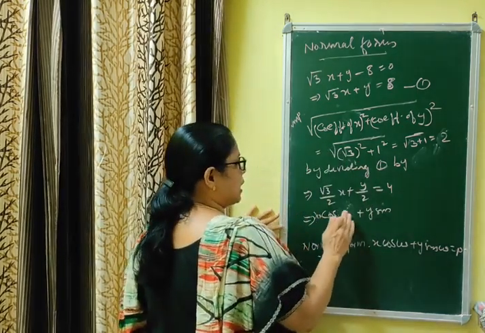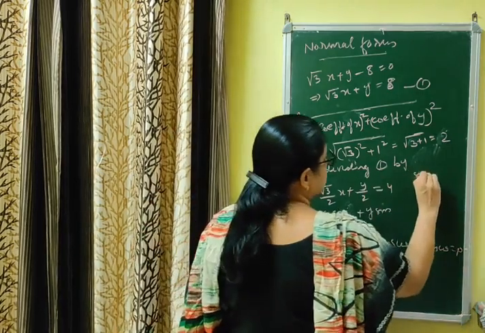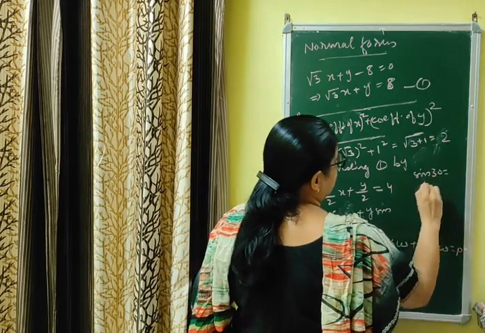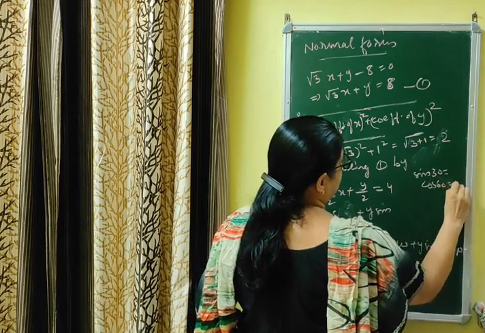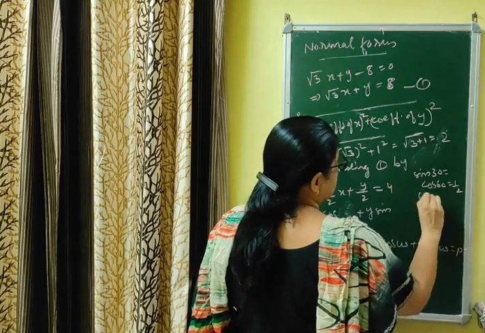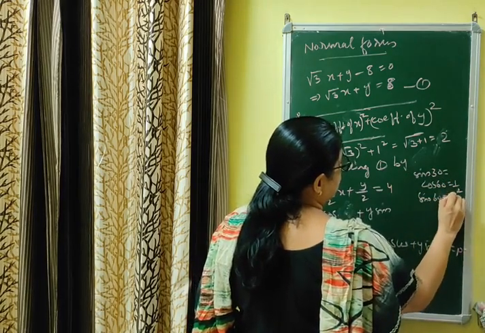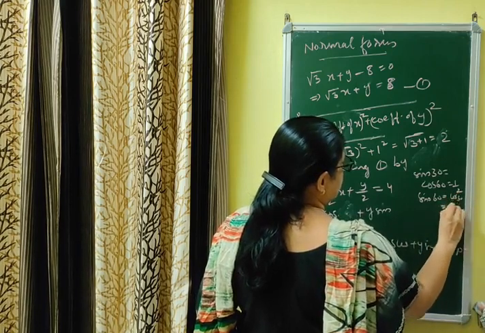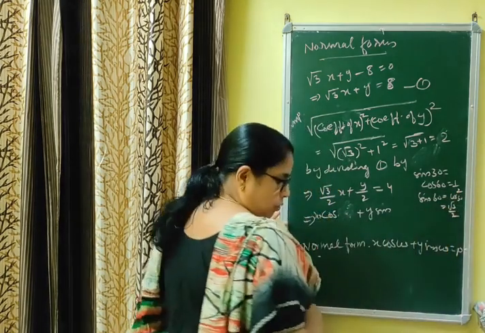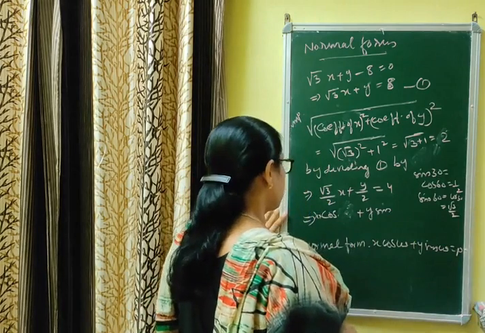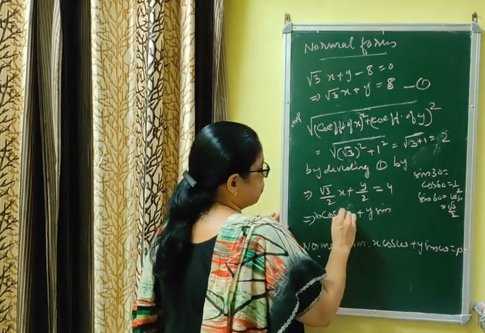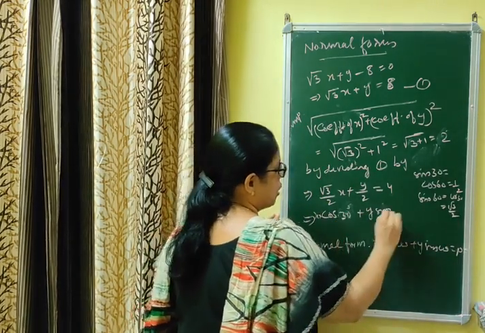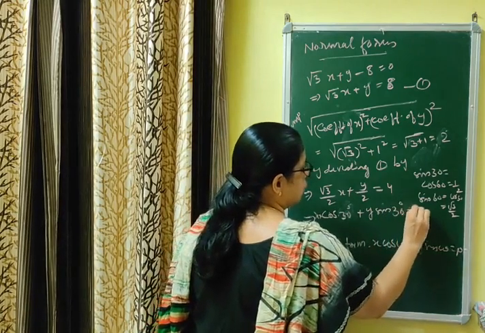Sin 30 and cos 30. Once more, sin 30 equal to cos 60 equal to 1 by 2. Be careful, sin 60 is equal to cos 30 is equal to root 3 by 2. Then what is the value of this one? x cos 30 plus y sin 30 is equal to 4.